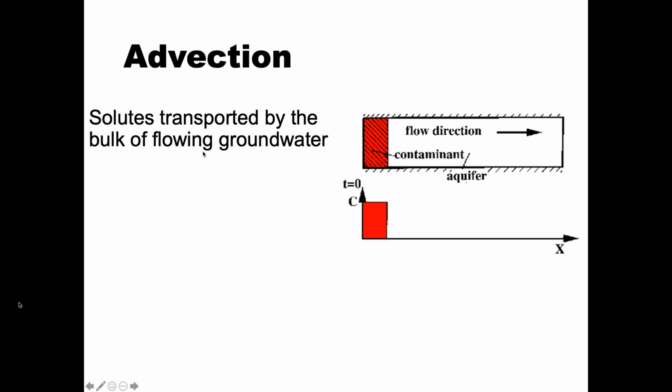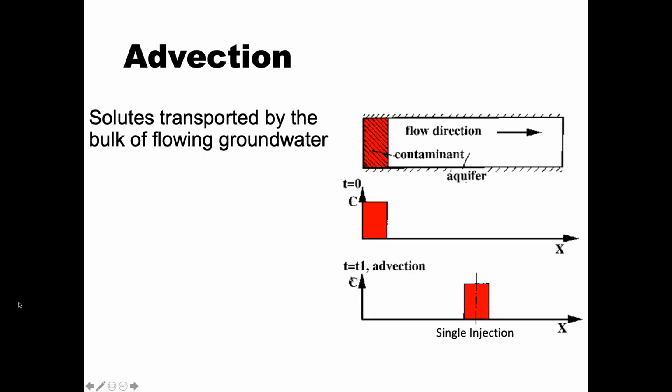If we begin to visualize what that is, take a minute, hit pause if you need to. Where would this be sometime in the future? At some time in the future, this single injection in the system through advection would move through like a slug. We see that we have the same concentration. It's just moved with time with our flow in the system.